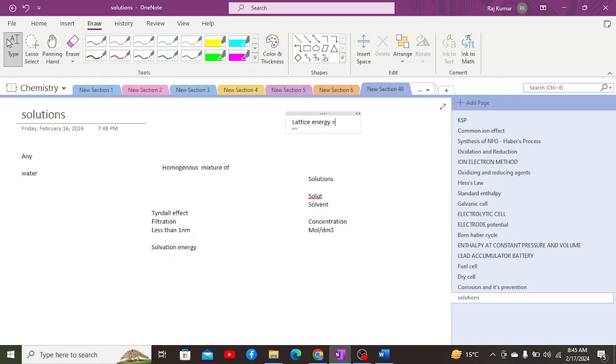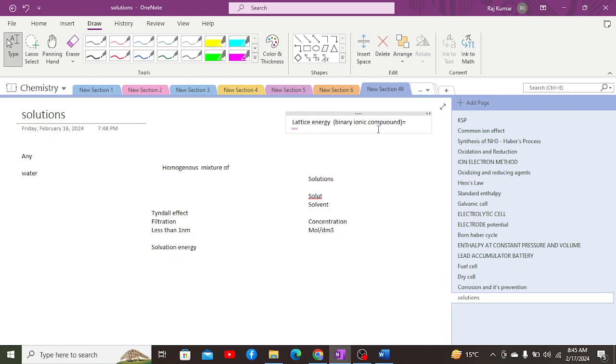So lattice energy here is considered for a binary ionic compound. Lattice energy of binary ionic compounds.